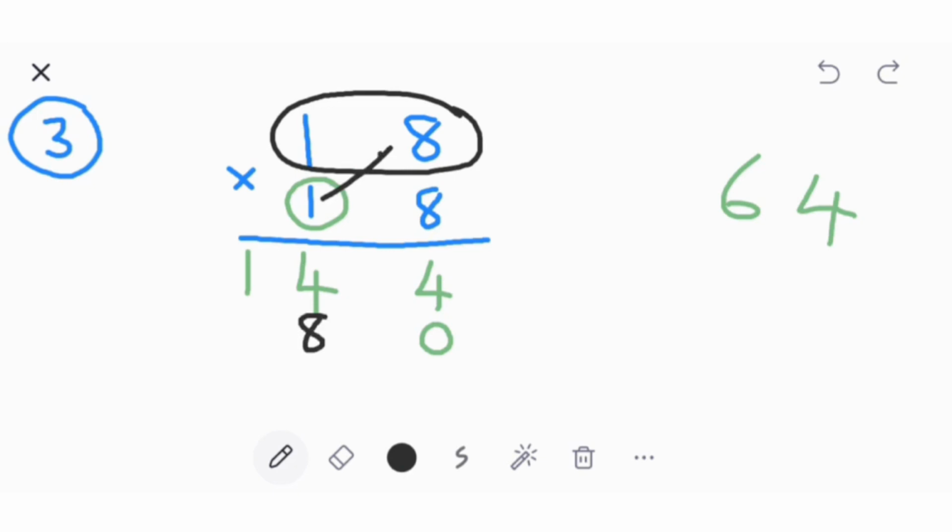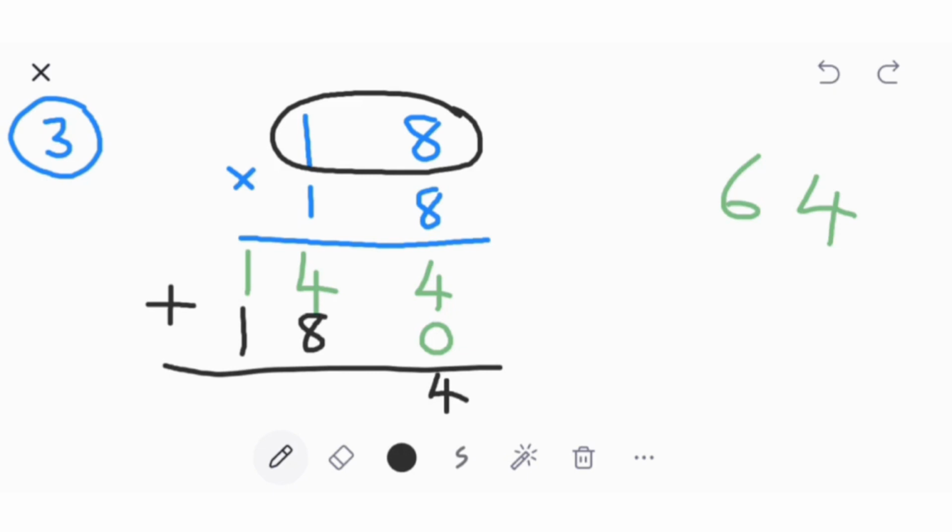Then 1 will visit 1. You do 1 times 1. That gives you 1. You add. 4 plus 0 is 4. 4 plus 8, you have 12. Write down 2, put 1 here. This one that I put here plus 1, you have 2, plus 1, you have 3.